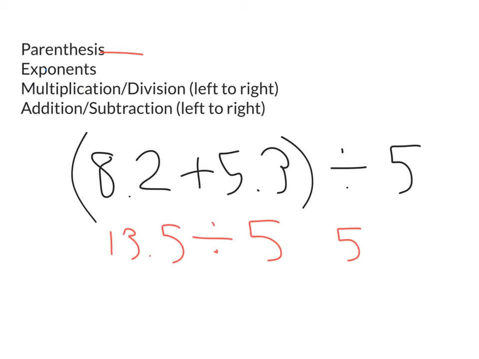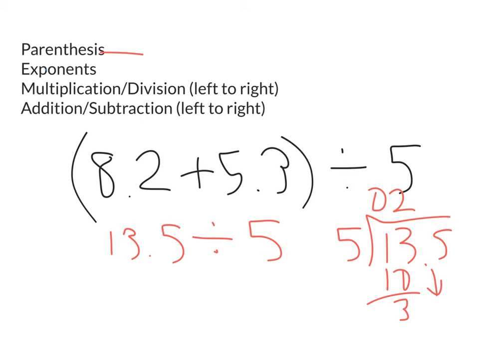A quick reminder here. What we're going to do is rewrite this like that. How many times does 5 go into 1? It goes in 0 times. How many times does 5 go into 13? It goes in twice. Bring down that. Don't forget to put down your decimal point there. How many times does 5 go into 35? It goes in 7 times. And I'm going to be done there without a remainder. So the answer is going to be 2.7. Don't forget about that decimal point there. That's my answer.